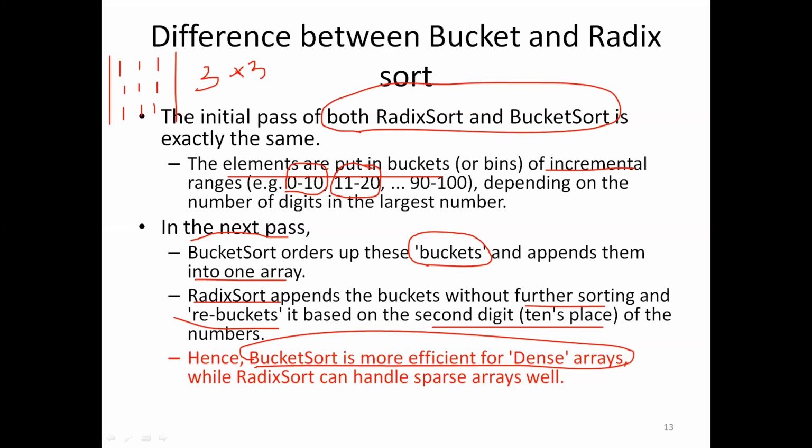So I am taking an example of a 3x3 matrix. Here all the elements in this matrix are filled. It means that it is enabled. I can say this is a dense matrix. Why? Because all elements are filled.